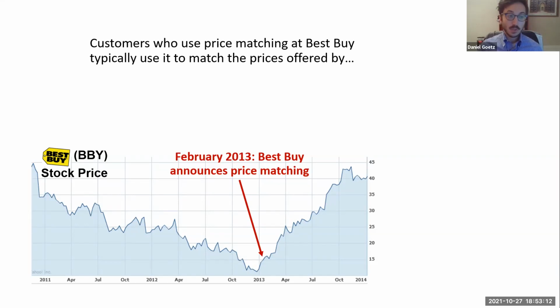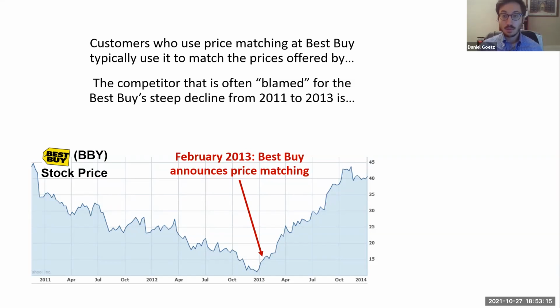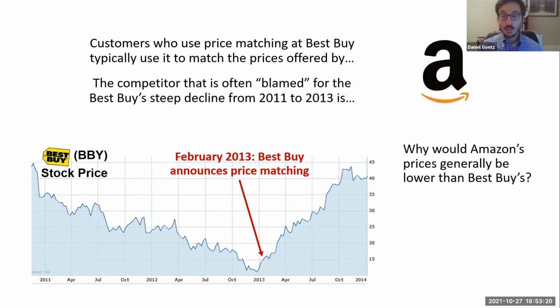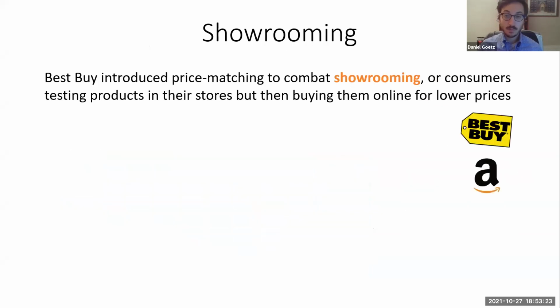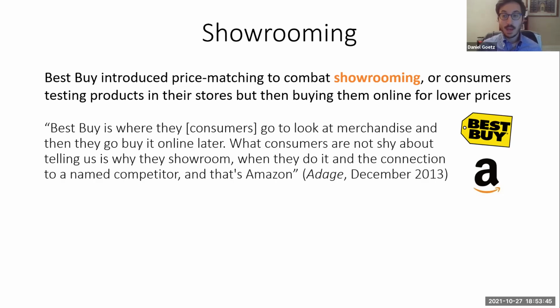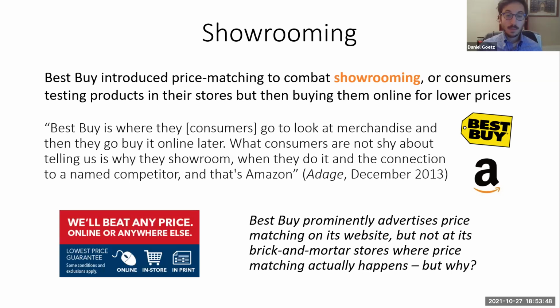And they also used it to combat a phenomenon that they were really kind of suffering from. And the phenomenon is what's called showrooming. Okay. So Amazon has low prices, but you can't try out their products. Best Buy has high prices, but you can try out the products for free. You can just go to the store. So people go into Best Buy, look at which products they like the best, and then just buy it from Amazon for a lower price, right? So to combat that, they introduced price matching, but they only advertise it on their website, not in store.